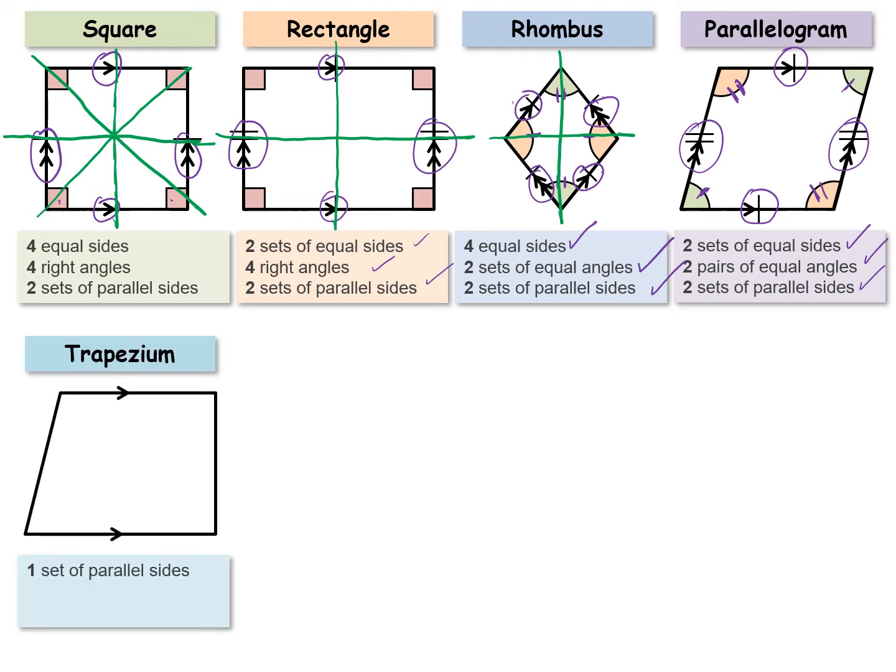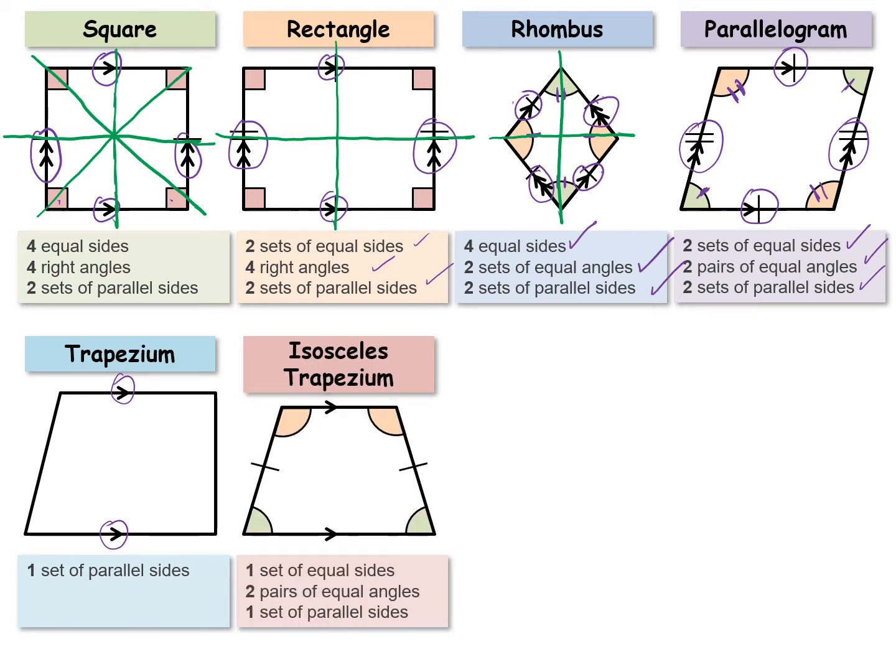The trapezium. The trapezium is only defined by having 1 set of parallel sides. This side is parallel to this side. There's no sides that are equal in length, so that's your simple trapezium. There's no symmetry as well.